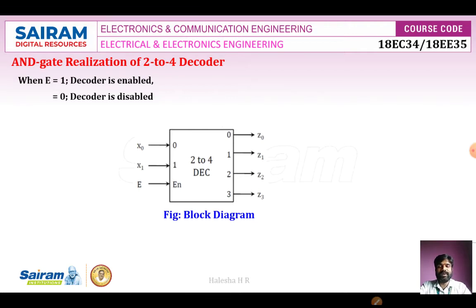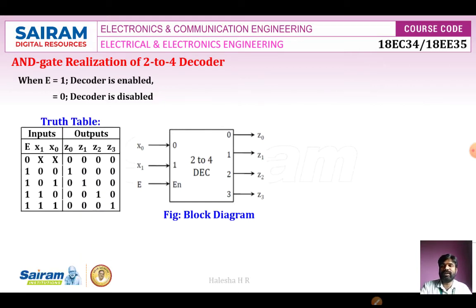So let's see the corresponding truth table. In the truth table we include enable inputs. In the input side observe E, X1, X0, and outputs Z0, Z1, Z2, Z3. Observe the first row, that is E is equal to 0, X1, X0 is don't care. That means E equal to 0 means the decoder is disabled. So whatever may be X1, X0, outputs are all 0, active high outputs. So outputs 0 means not selected, no one is selected.